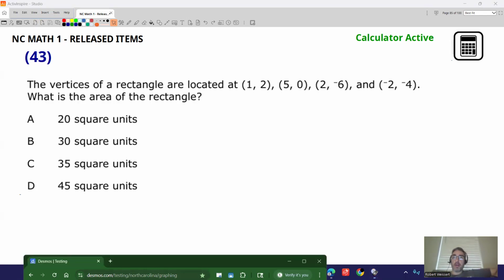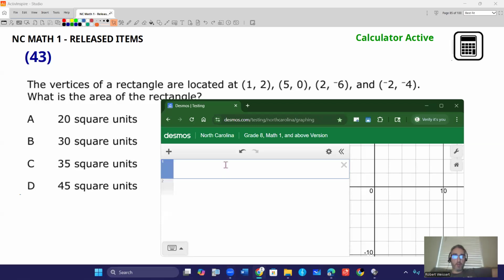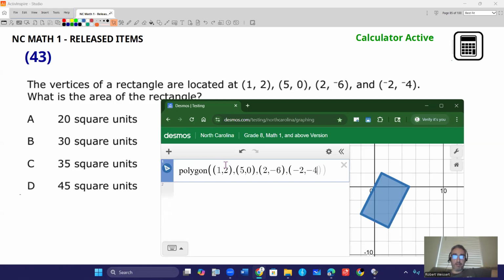Let me introduce you to my friend Polygon. Have you met Polygon? Here's Polygon. You spell out the word polygon, P-O-L-Y-G-O-N, parenthesis, (1, 2), comma, (5, 0), comma, (2, -6), comma, (-2, -4). Bet you didn't know you could do that, did you?